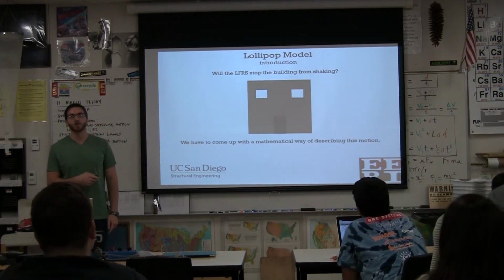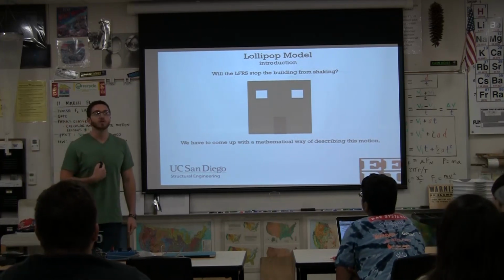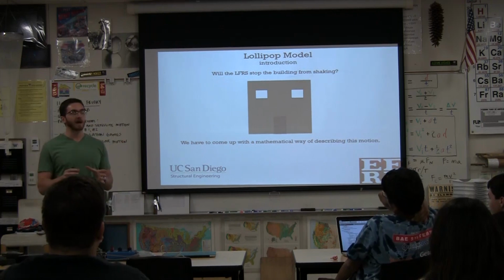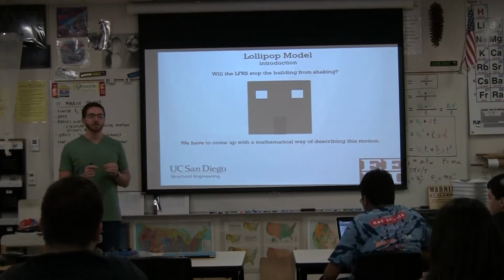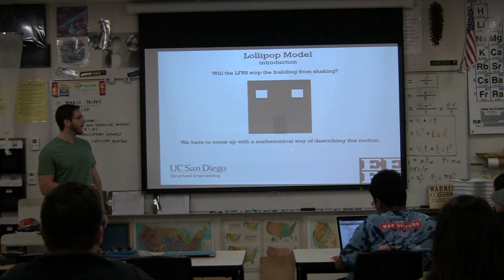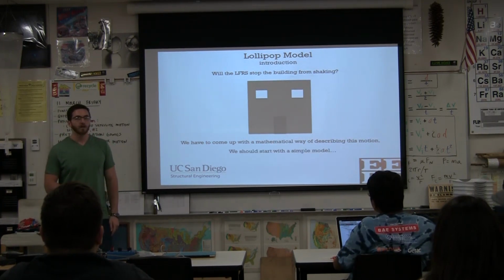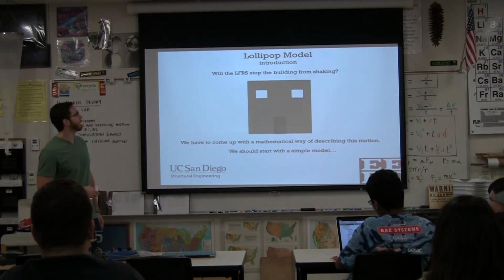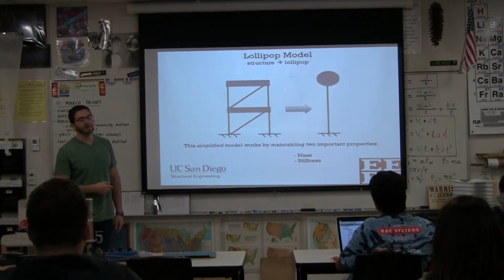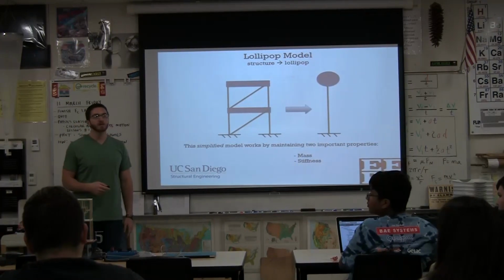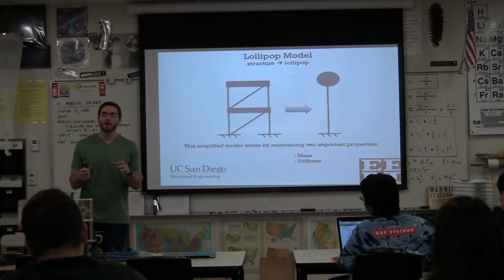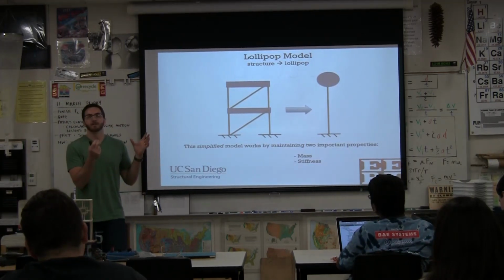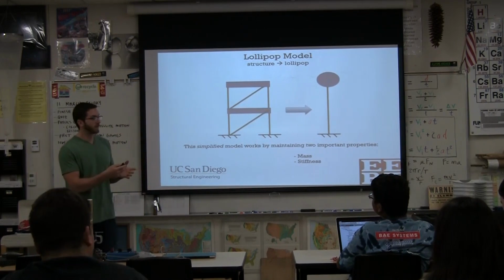Because it's not totally going to stop, as engineers, we have to understand how it's going to shake. Our LFRS is not going to stop it from shaking, so we have to understand how it's going to shake. We have to come up with a mathematical way of describing this motion. And the best way to do that is to start with a very simple model. So that simple model we're going to use is called a lollipop model. Basically, this is a way of thinking about our structure as something really simple that looks like a lollipop. That's why I'm throwing out lollipops today.